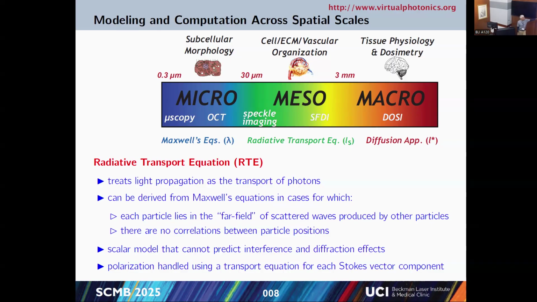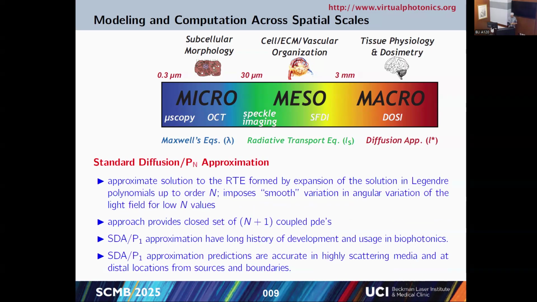Like I said, you're going to see the radiative transport equation later. It's solvable, but it's computationally expensive. So if you let the light propagate further, you lose directionality. You can actually do an approximate solution to the radiative transport equation. That's called the diffusion approximation. So the standard diffusion or PN approximation is an approximate solution to the RTE, and it's formed by the expansion of the radiance solution in Legendre polynomials.